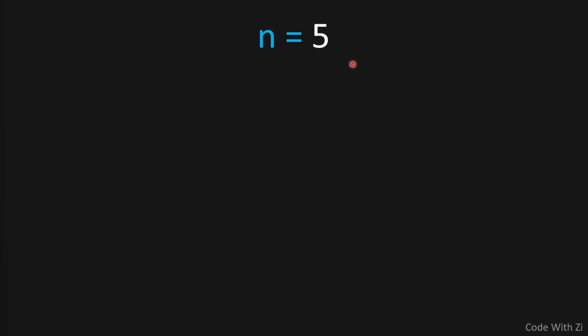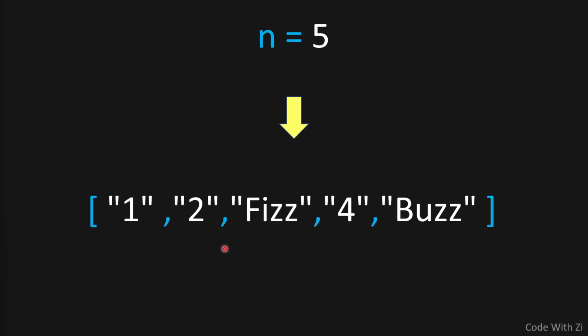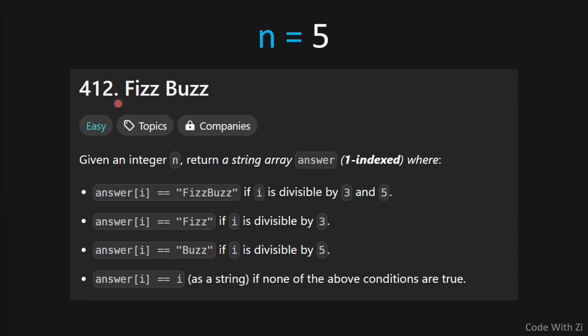In today's video, we're given a number, for example, 5, and we have to go from this to this array that we have here. Why? Well, because that's what LeetCode 412 Fizz Buzz is asking us to do. Now, this is a classic problem.